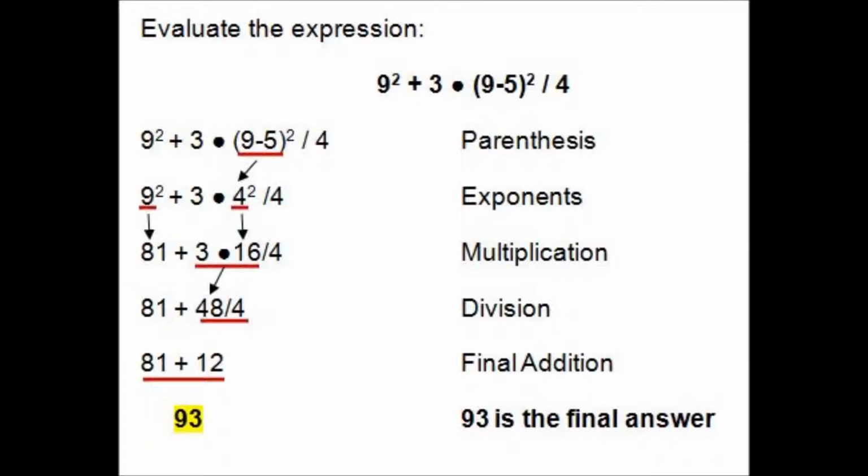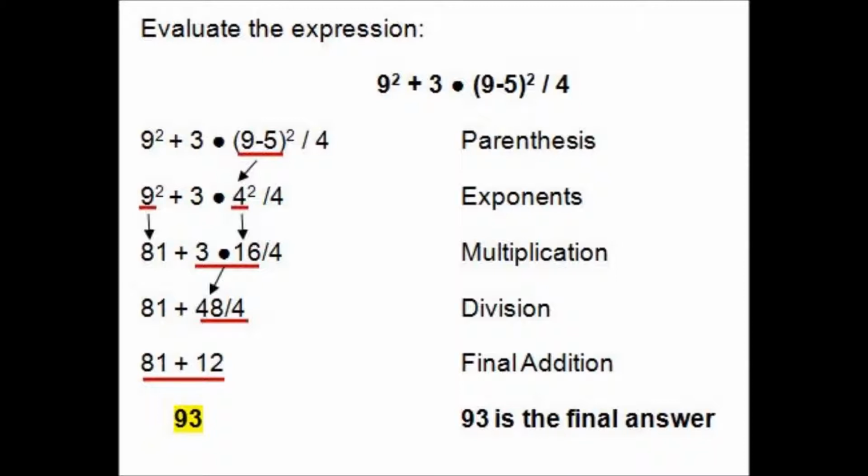Let us evaluate the expression: 9 squared plus 3 times the quantity 9 minus 5 squared divided by 4. To follow the order of operations, we must look to see if there are any parentheses to be considered. And there are. 9 minus 5 equals 4. So we substitute 4 in place of 9 minus 5.